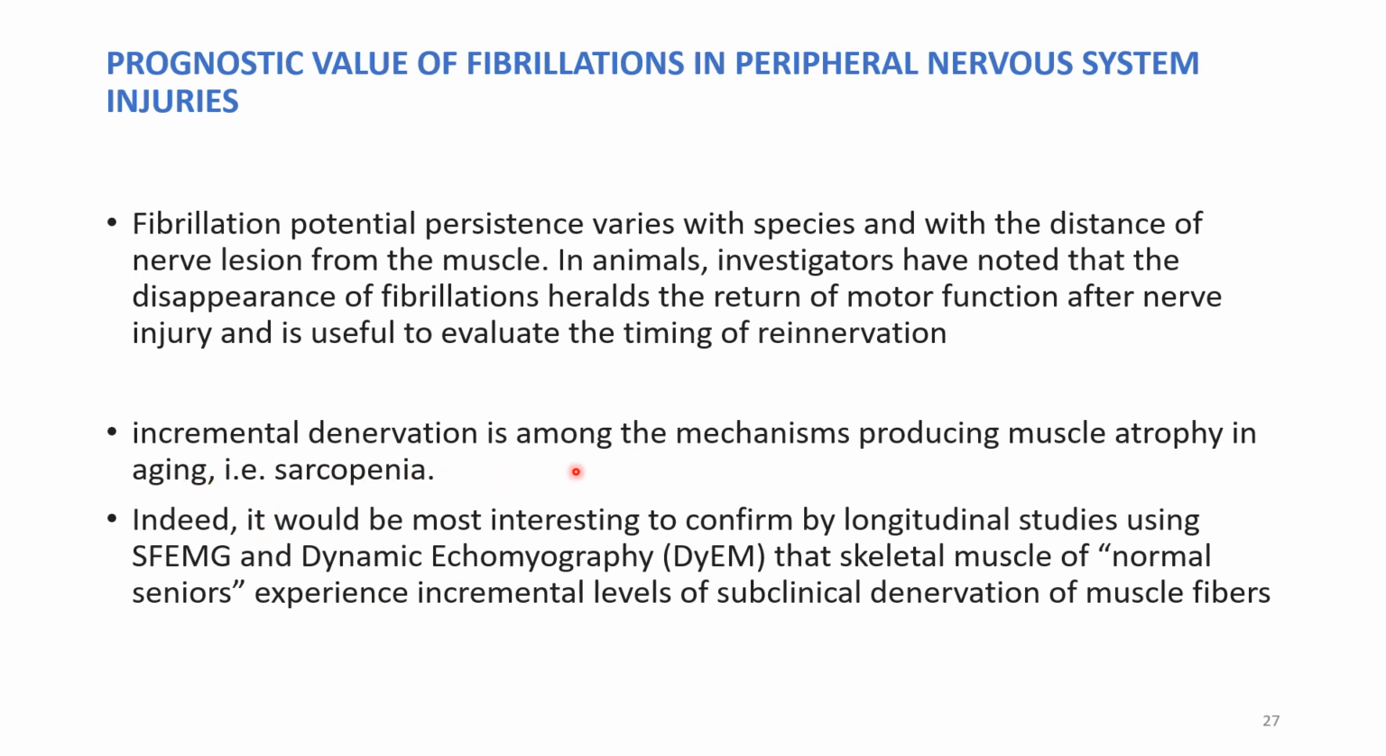Incremental denervation is among the mechanisms producing muscle atrophy in aging, that is sarcopenia. That is, in aging, the muscles undergo atrophy, it is called sarcopenia. So, why is it occurring? Because of incremental denervation. That is the mechanism involved in aging persons. Indeed, it would be most interesting to confirm by longitudinal studies using single fiber EMG and dynamic echomyography that skeletal muscle of normal seniors experience incremental levels of subclinical denervation of muscle fibers. So in aging we can do SFEMG and dynamic echomyography to see the subclinical denervation of the muscle fibers.